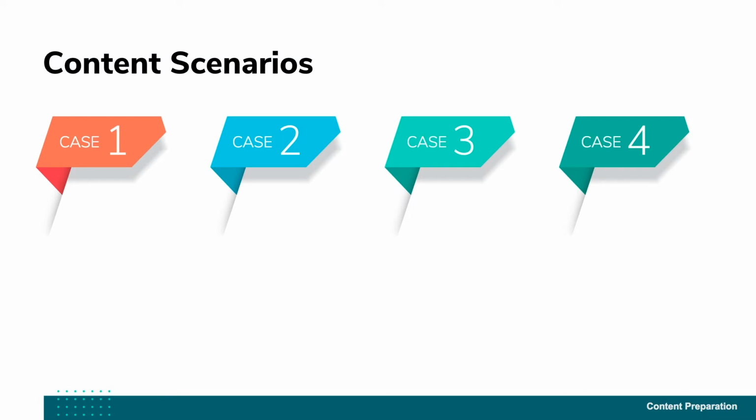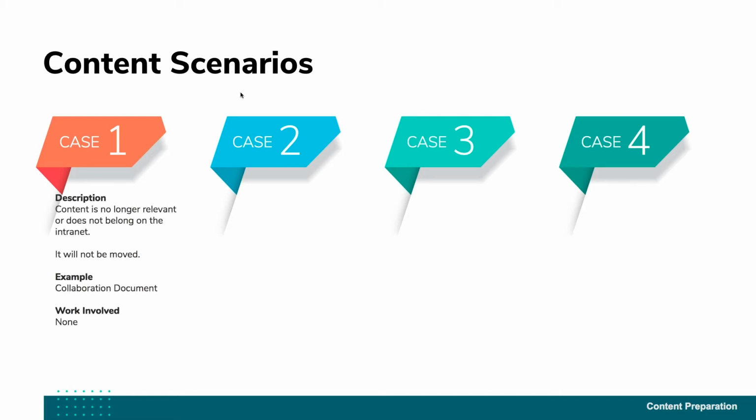When it comes to content scenarios, we would like to break this down into 4 different case studies. The first one is where the content is no longer relevant and does not belong on the intranet, and so it will not be moved. As an example, any working document should not be on the intranet. Ideally, when it comes to the concept of the intranet, we would focus on having only the published documents. The documents that are collaborative in nature shouldn't be on the intranet.